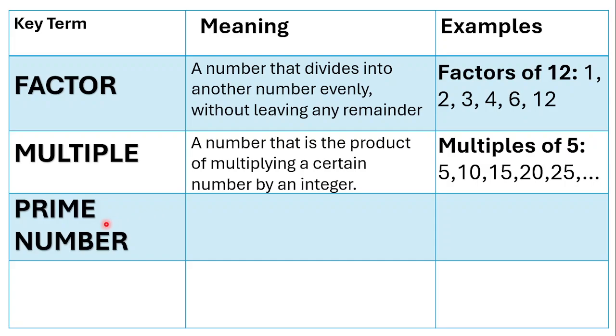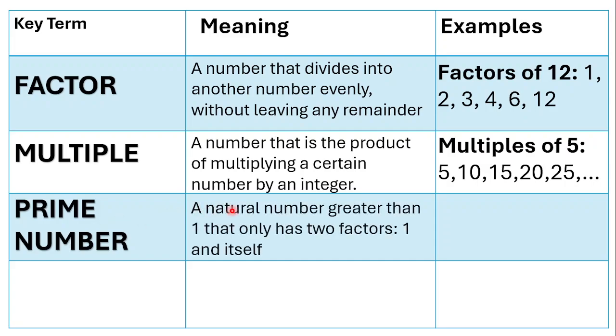Next, let's consider a prime number. A prime number is a natural number greater than 1 that only has two factors, 1 and itself. It's important to note that 1 is neither prime nor composite. So when we're considering prime numbers, we are not considering 1. We're considering numbers that are greater than 1, so we start with 2. Prime numbers are numbers that only have two factors, 1 and itself.